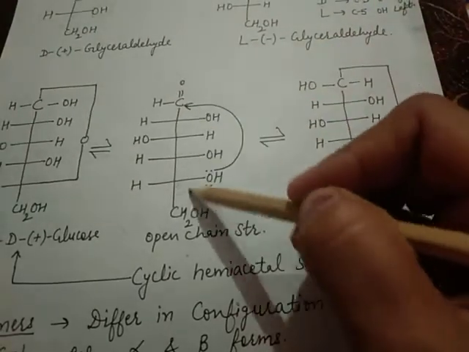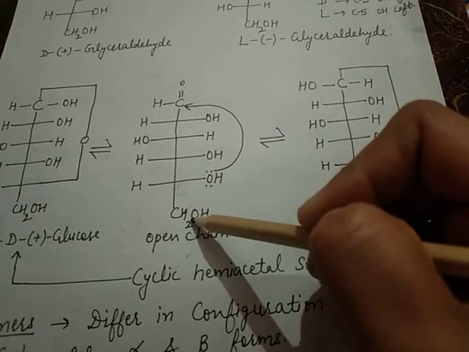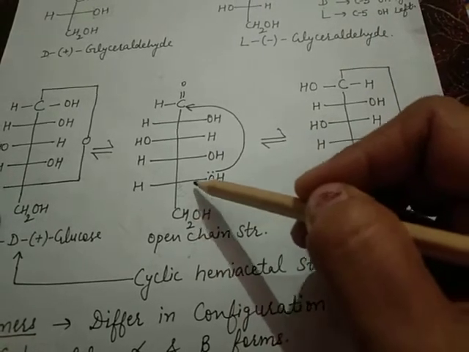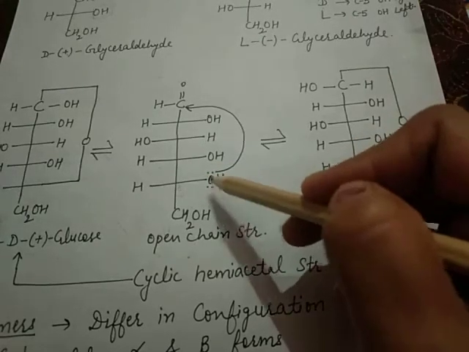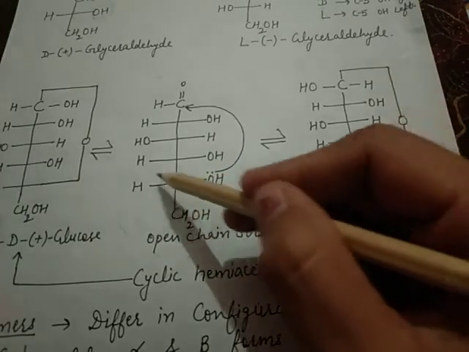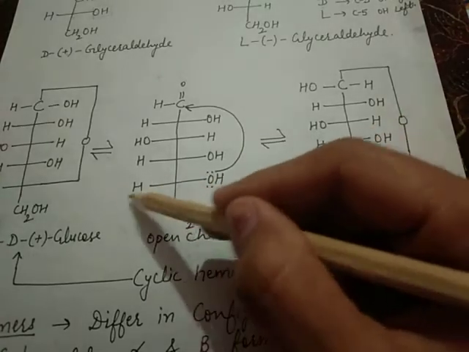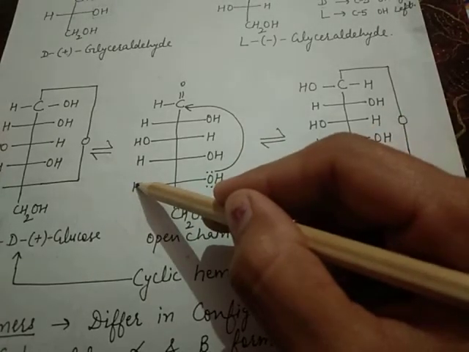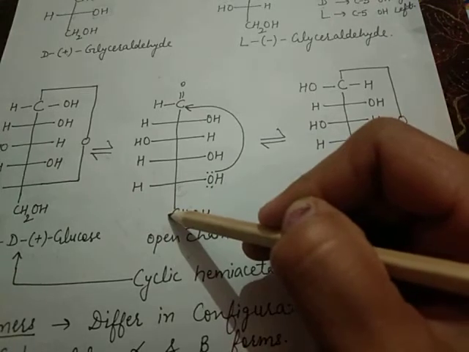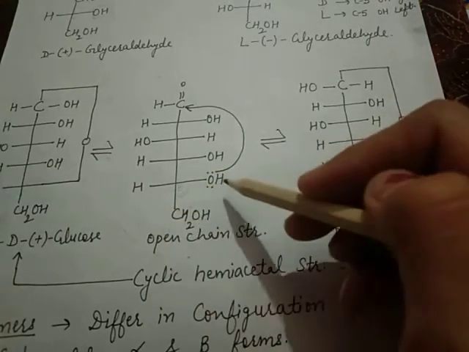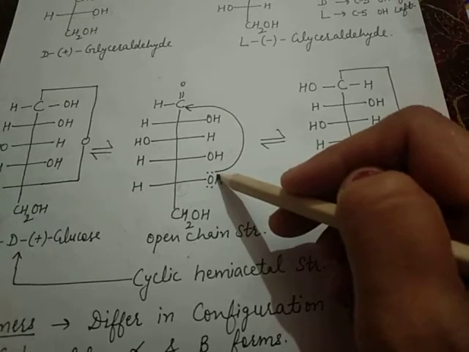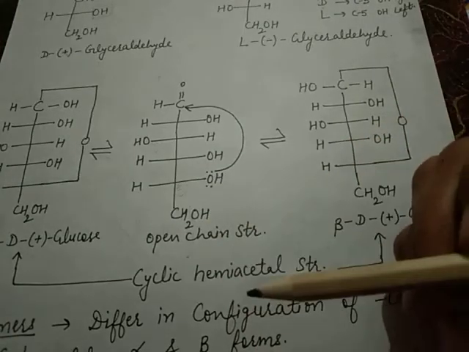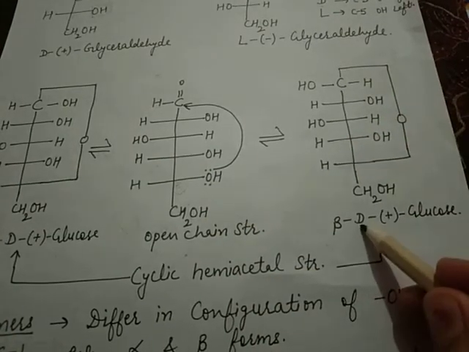Suppose this is the open chain structure of glucose. If the OH group attached to carbon 5 is on the left hand side, then it will form the L configuration. And if the OH group is attached on the right hand side, then it will form the D configuration. Here we write D, this D.